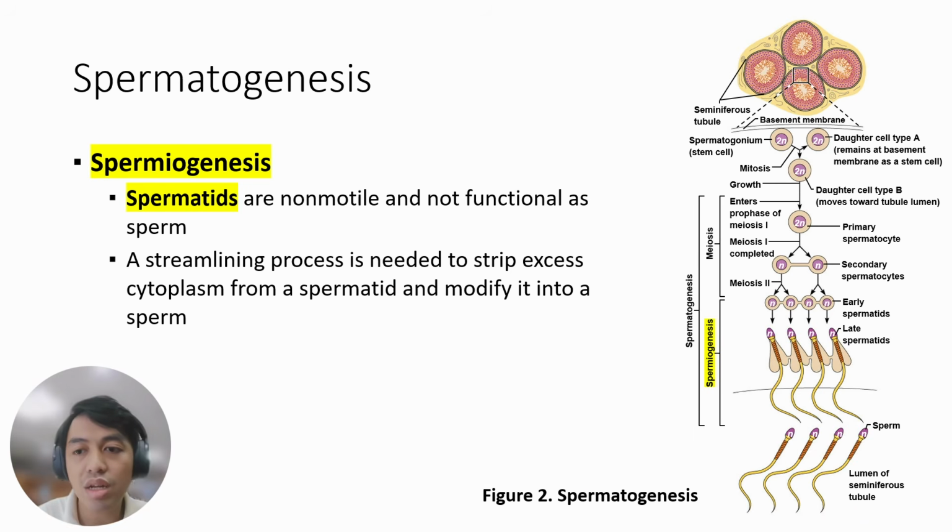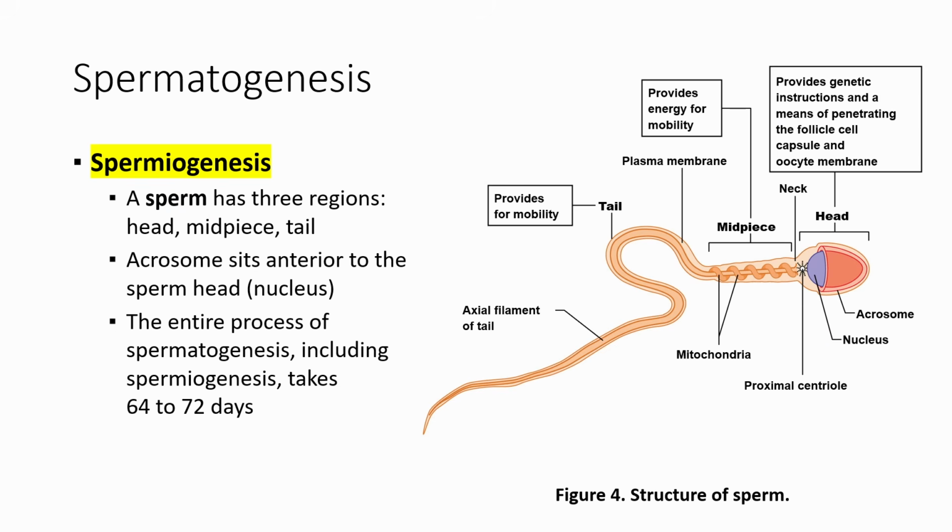After meiosis, the spermatids will then undergo spermiogenesis in order to mature as sperm. The mature sperm will then have the tail, the midpiece, and the head, with the head containing the acrosome that will allow the sperm to fuse with the egg. The tail naman is for motility.